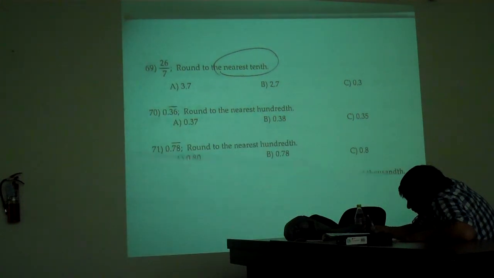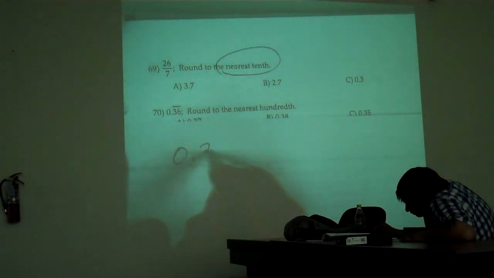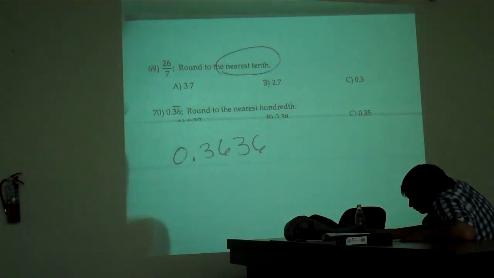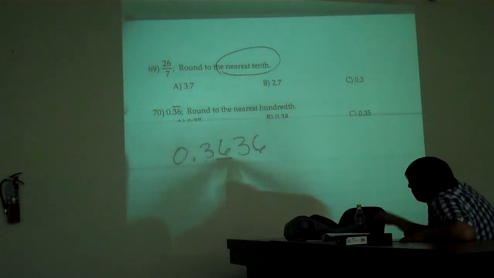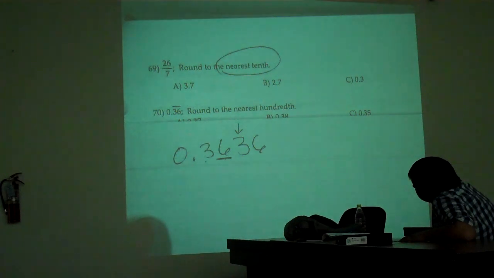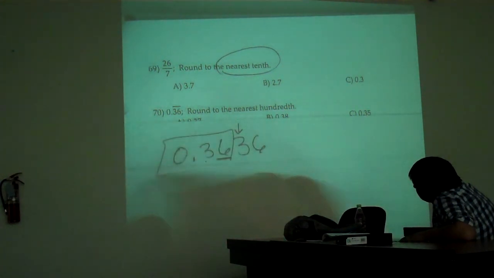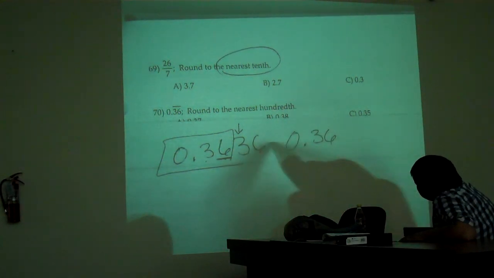This one to the nearest hundredth. It says the 3/6 repeats, both of them. Write it a couple times, make sure you have enough to round with. Tenth, hundredth. We're rounding to this place. So you look at the 3 and you don't go up. So rounding it to the hundredth is just 0.36, right? Okay.